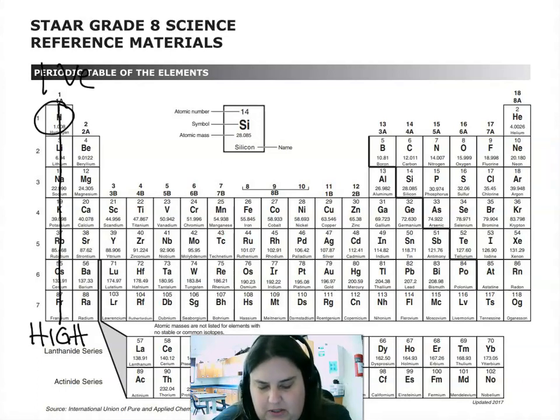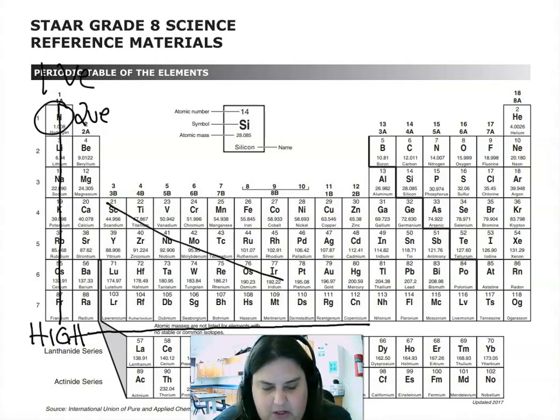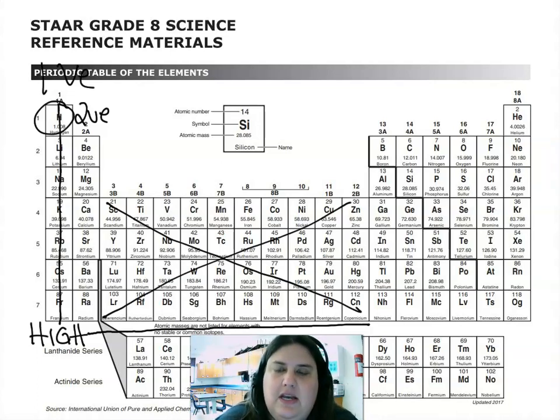Okay, group 2 is going to have two valence electrons, and everything in group 2 is going to be very similar to each other as well. But reactivity as we move across the periodic table is going to start getting lower and lower. We do skip our transition metals, so I'm going to go ahead and X those out. We do not talk about transition metals in terms of valence electrons and reactivity.